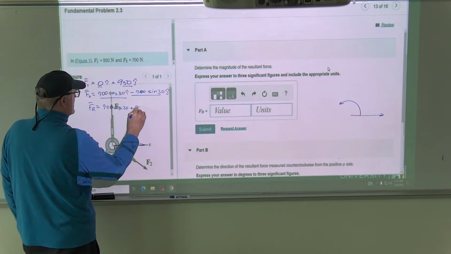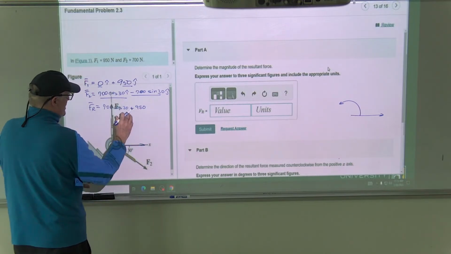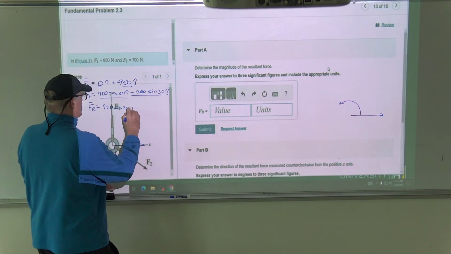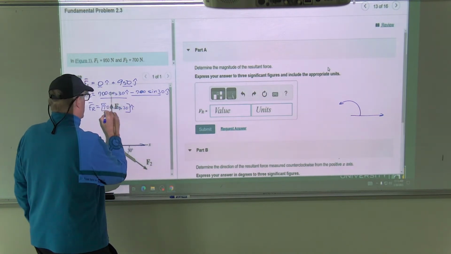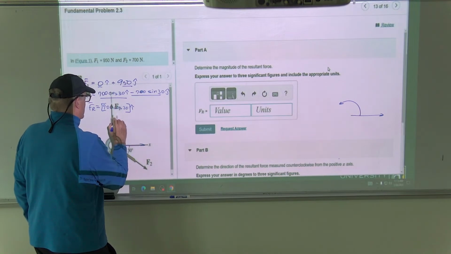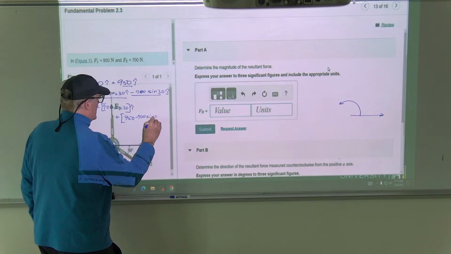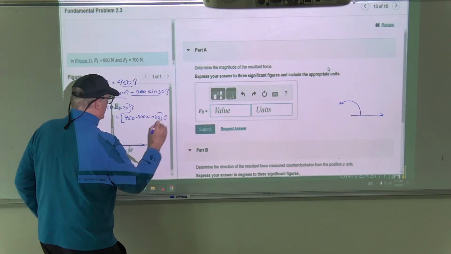plus 950. I forgot to put the i, sorry. And I might as well put a box around it. And then I'll say it like this: plus 950 minus 700 sine of 30, and then a j.